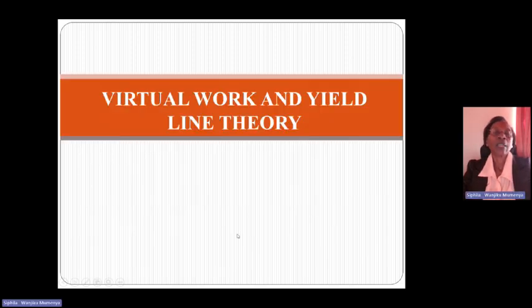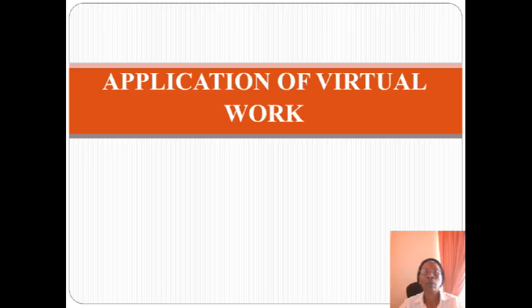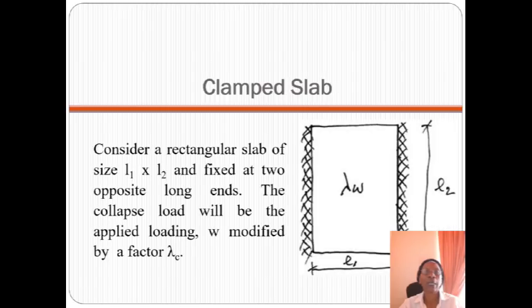So what we look at next is virtual work and yield line theory. Application of virtual work. Let's look at a clamped slab. Consider a rectangular slab of size L1 times L2, and it is fixed at two opposite ends as shown. This end is fixed, that one is fixed, and these ones are free.